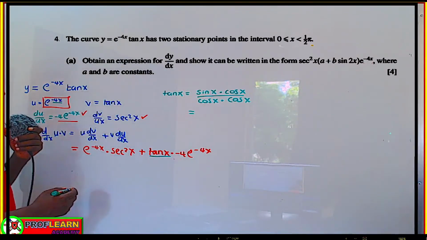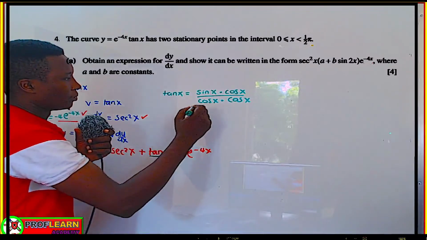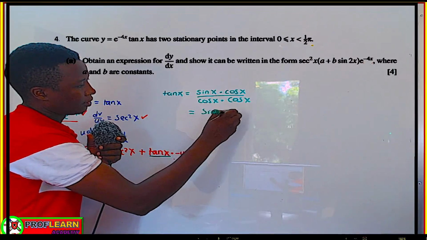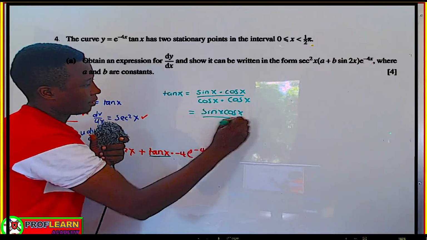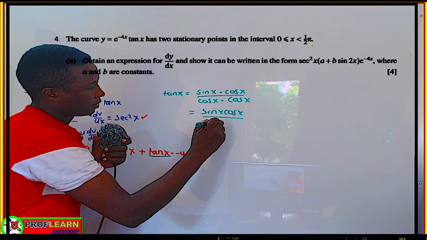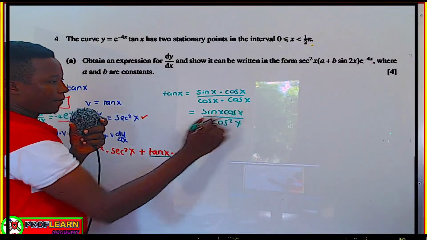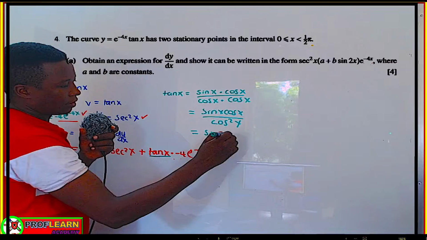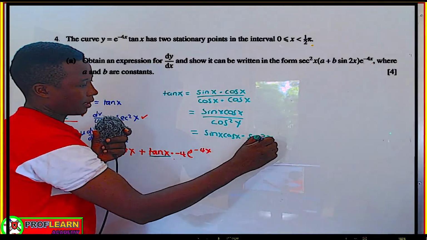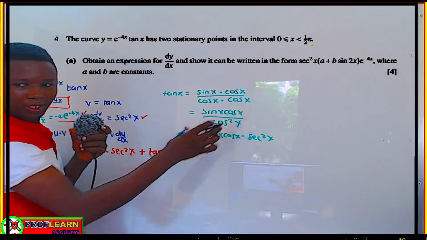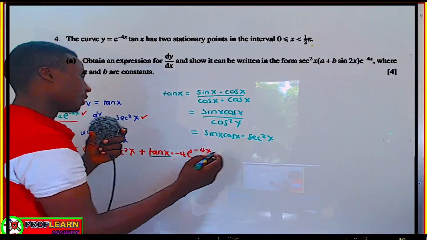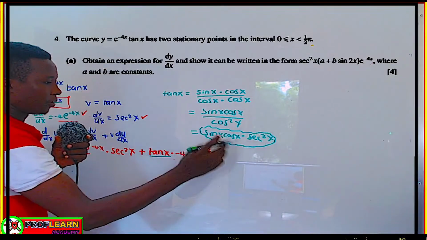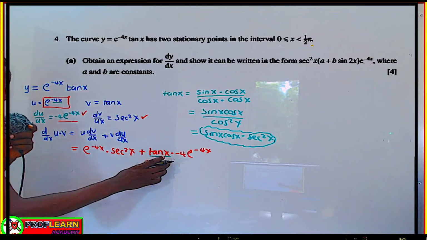Is equivalent to sin x cos x over cos squared x. And this means we can say this is sin x cos x times sec squared x, because 1 over cos squared x is actually sec squared x. So we can now replace whatever we have gotten at this point. We just put it at this level here.